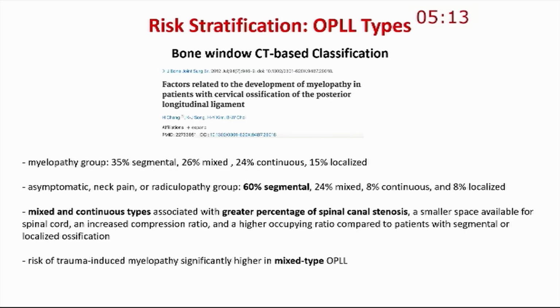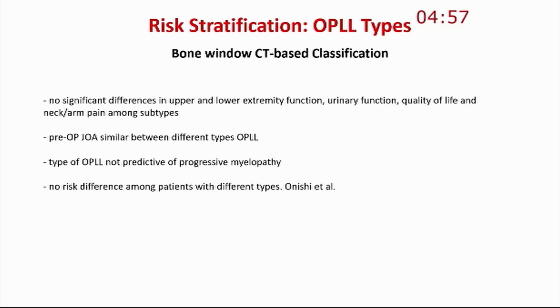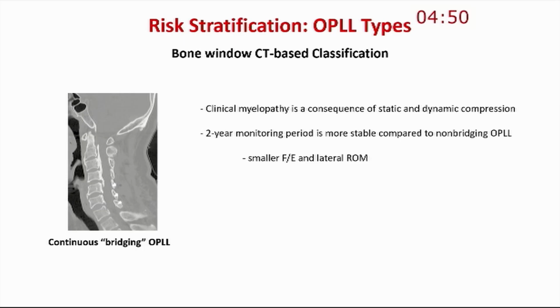Patients that tend to be more asymptomatic, 60% of them are of segmental type, and mixed and continuous type, they have a greater percentage of canal stenosis and increased risk of trauma-induced myelopathy in the mixed type. These other studies show no difference. So we really need good classifications to predict which patients will tend to develop fast myelopathy.